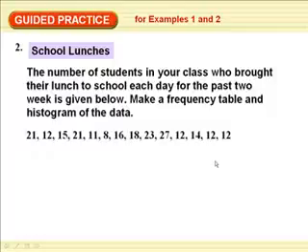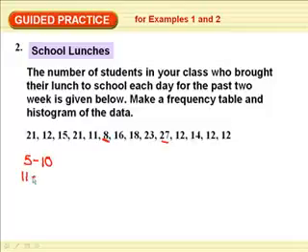Guided practice. School lunches. Let's see what's happening here. What do they want us to do on this one again? Make a frequency table and a histogram. The lowest number is 8. The highest number is 27. So how about if we go, how about 5 to 10?